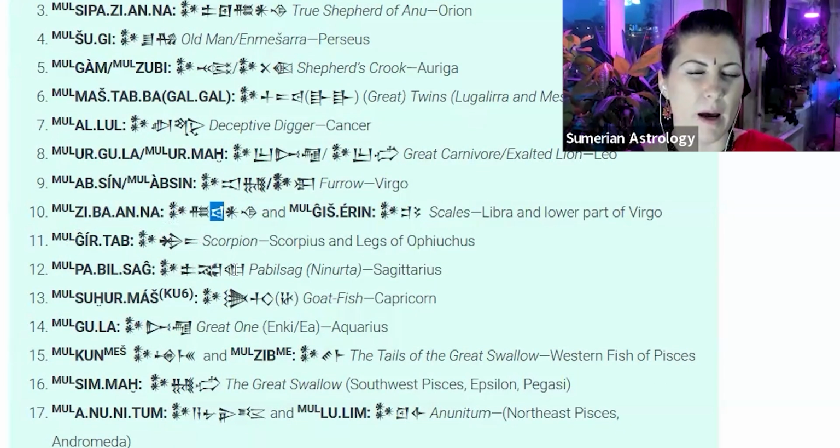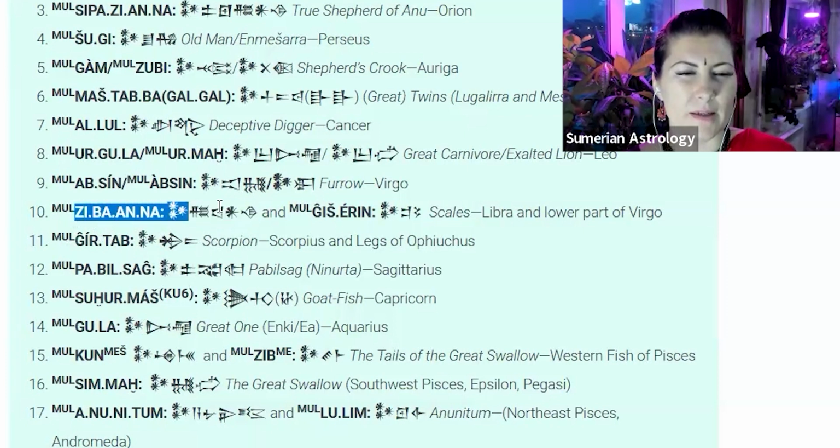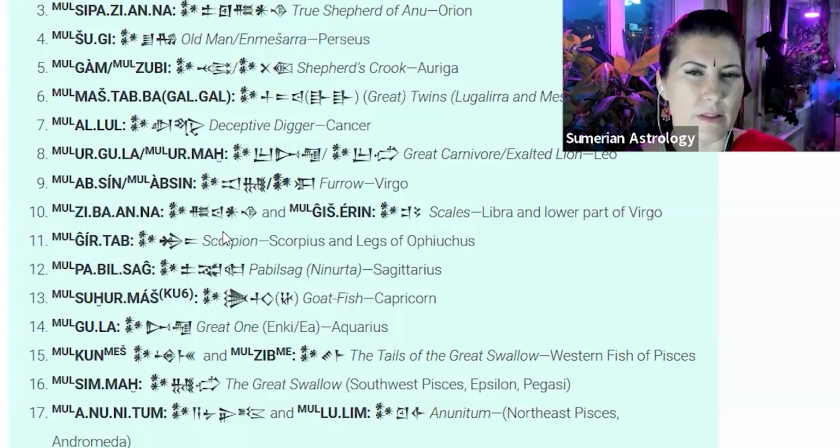Zi is true, Ba is portion, and Ana can mean of the sky. But in Akkadian, this reads Zibanitu, which means scales. But if we look at the Sumerian version, we definitely get more divine celestial meaning. There's definitely the financial element to it with this correct allotment in the sky.